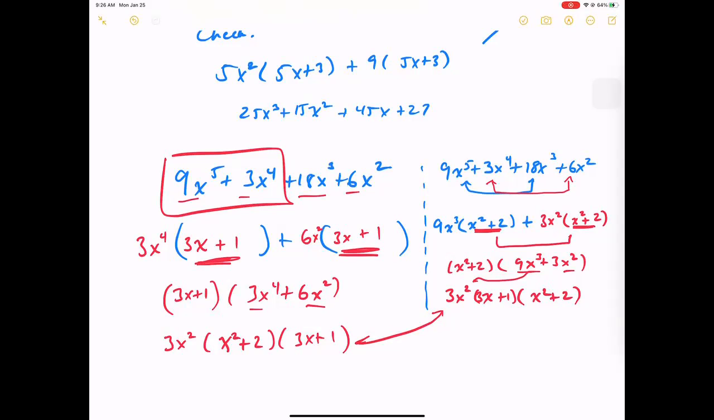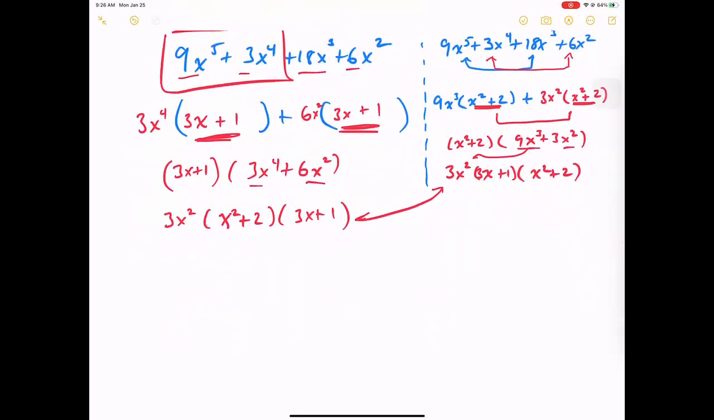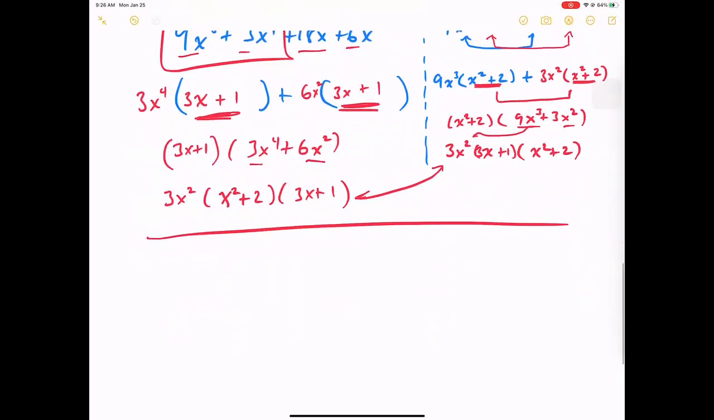Okay, let's do one last one, okay? This one looks a little terrible, but this one has multiple variables, not just one variable. So 12 s squared r plus 16 sr plus 30 s squared minus 40, sorry, plus 40s.